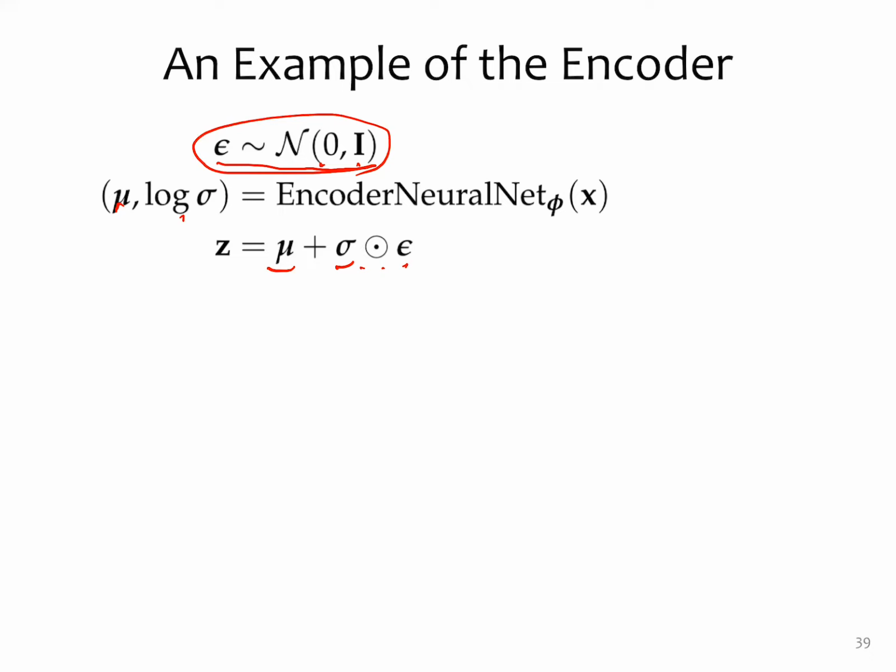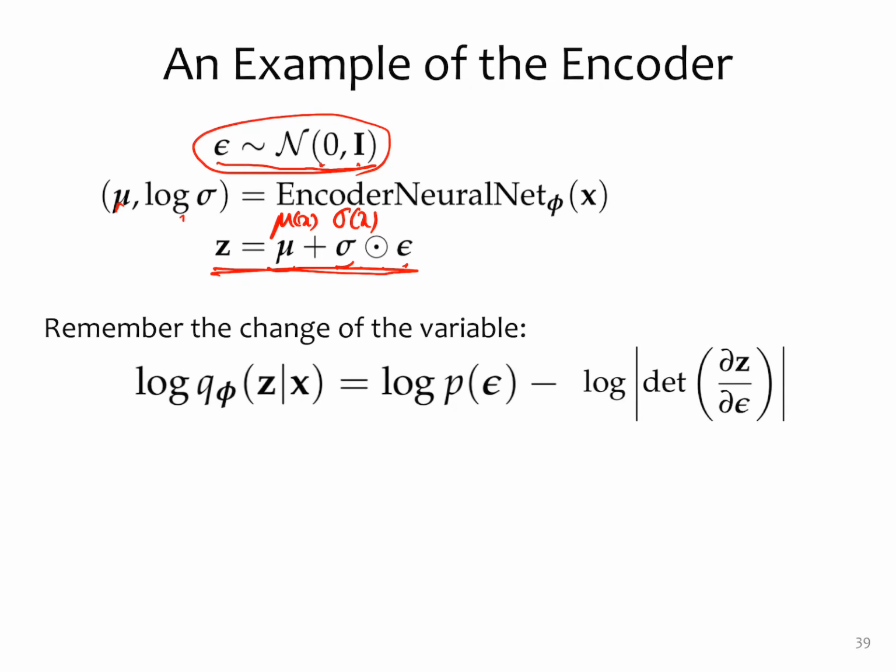Remember, here I'm not showing it as q of x. It is actually a function of x, but just to avoid clutter in the notation, I'm omitting it. So my z is a deterministic function of epsilon, the same way that you did for the multivariate distribution. If I take a gradient, remember that because of the change of variables, the probability distribution q phi of z conditioned on x is going to be the log of p of epsilon minus the log of the determinant of the Jacobian.